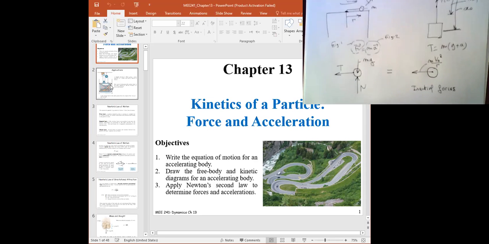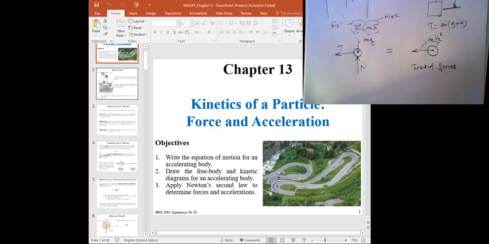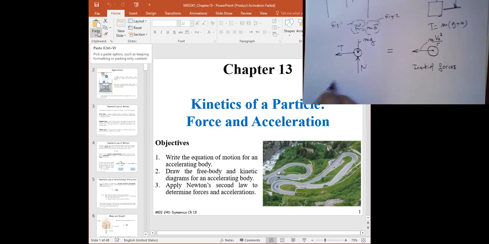Okay, so the question was find the tension in the cable. How do you find the tension in the cable? We sum the forces. Yeah, okay. So equals MA. So you're gonna sum the forces, and then here you're gonna tell me the direction, right? So let's say I use this to be my positive direction.